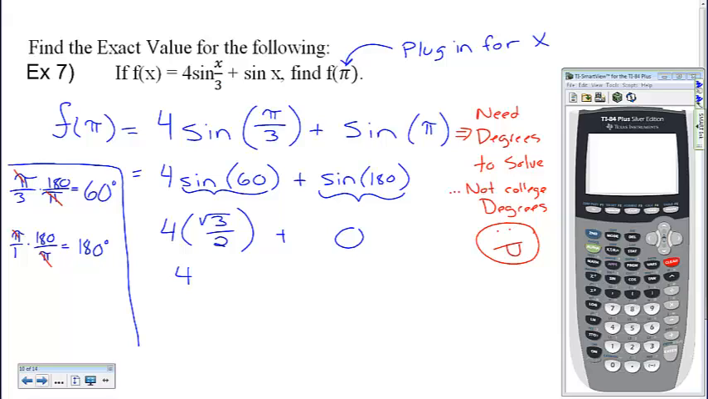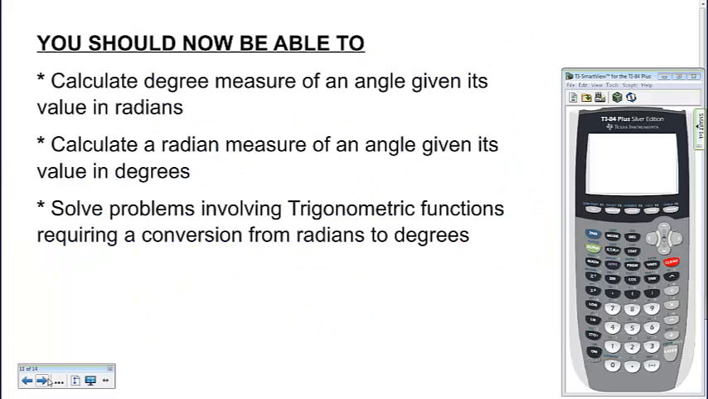Well, all that's left now is to multiply that 4 to the radical 3 over 2. If I do this correctly, you should get 4 times radical 3 over 2. The 4 and the 2 reduce out to 2 over 1, which means I should be left with the fraction 2 radical 3 over 1, or just plain 2 radical 3.